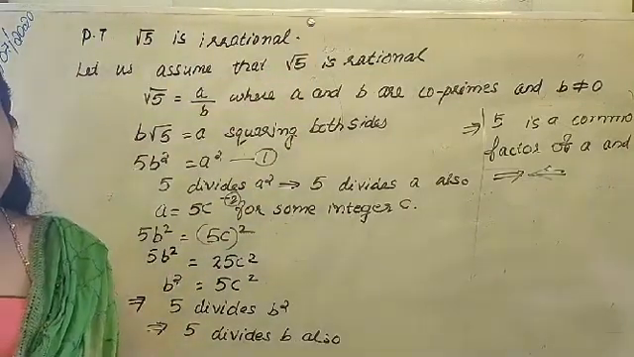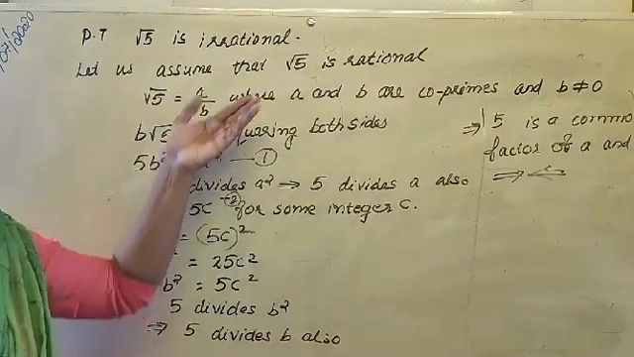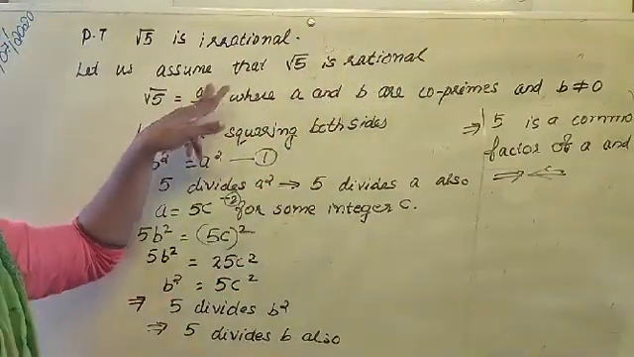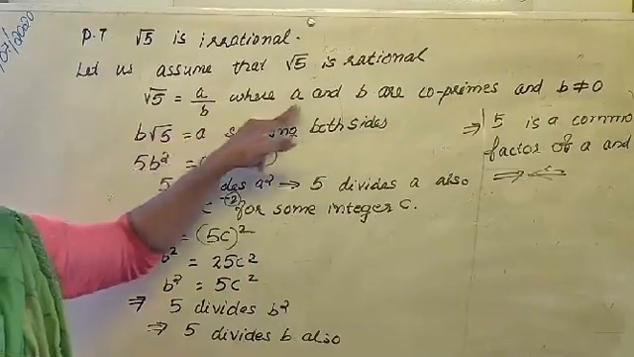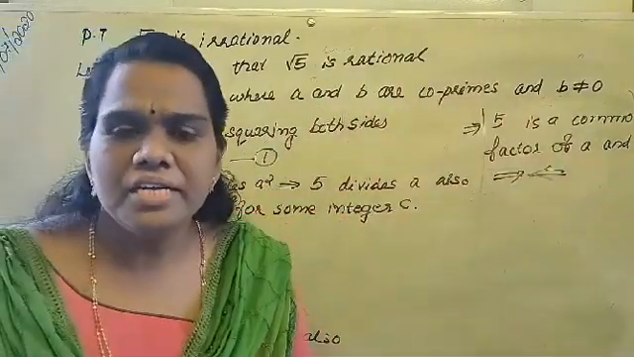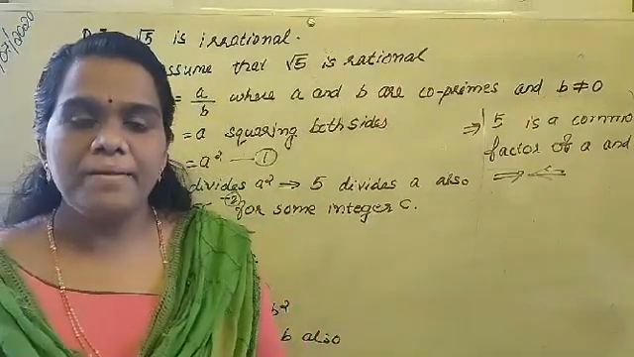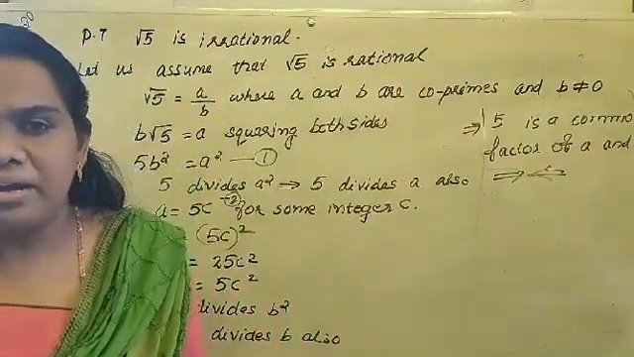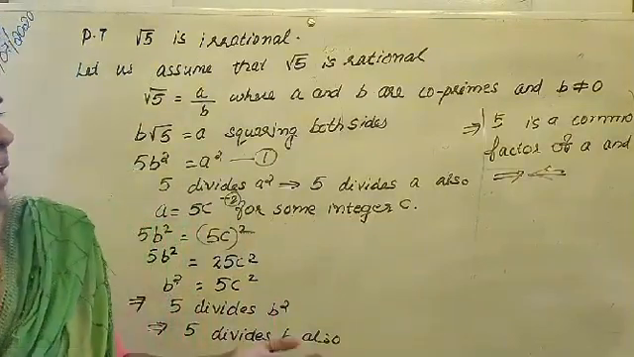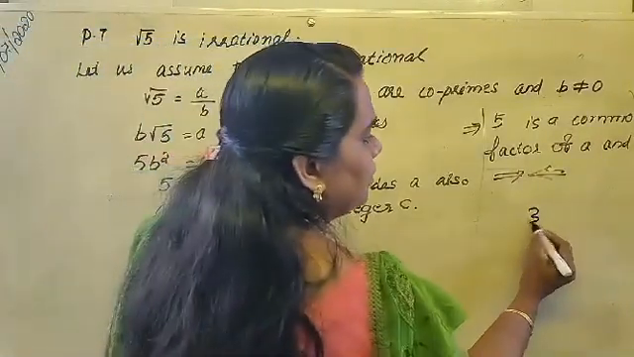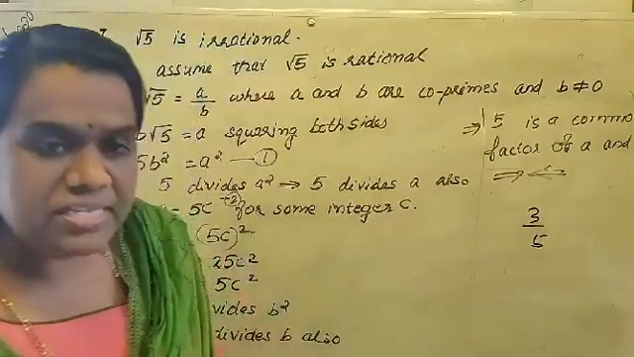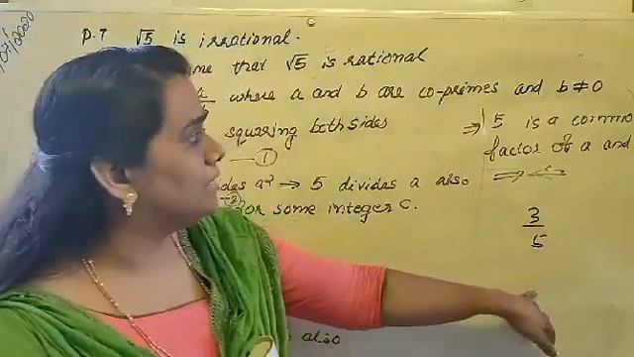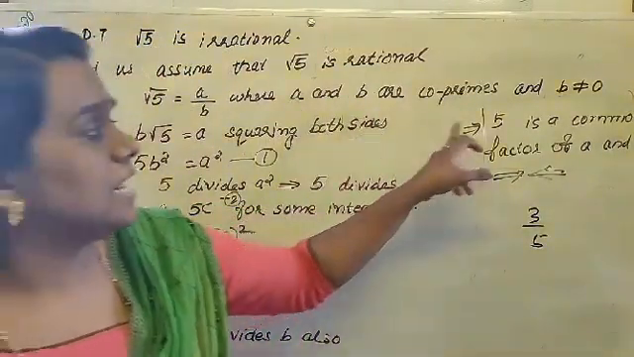For that, by the same method, let us assume to the contrary that root 5 is a rational number. Being rational, we can write it in the form a by b, where a and b are co-prime. Did you understand what co-prime means? Co-prime means there is no common factor for the two numbers. For example, 3 by 5: 3 and 5 have no common factors other than 1. 1 is the only common factor. We cannot reduce it further. A and b are numbers that cannot be reduced.